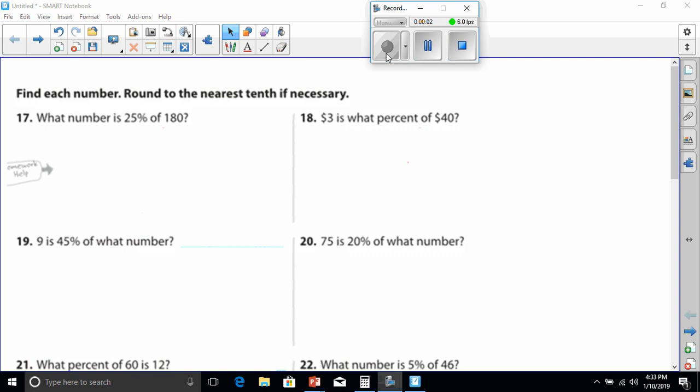All right, guys, today we'll be doing the homework for percent proportions. I will be doing the odd numbers as usual. Let's work with number 17. Round to the nearest tenth if necessary. Let's remember that is our mission, to round to the nearest tenth.